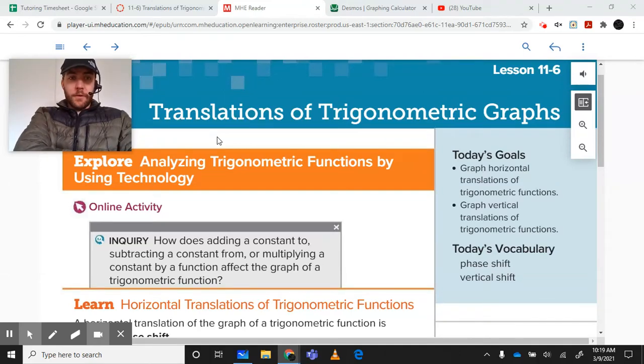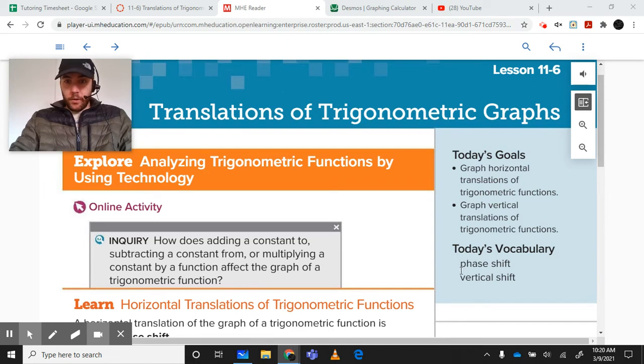This is our fifth and final lesson on trigonometry. We are looking today at how to translate trigonometric graphs. So today's goals are to graph horizontal translations of trigonometric functions, so just meaning moving things left to right on the graph, and to graph vertical translations. So kind of a soft landing for this difficult unit, I think.